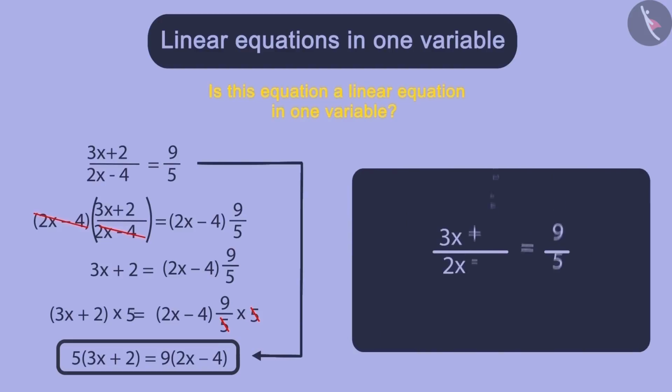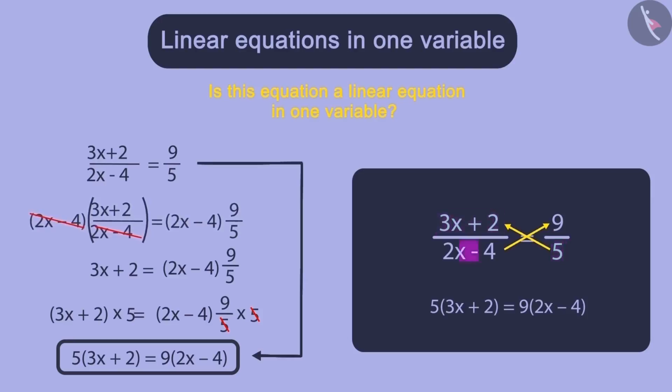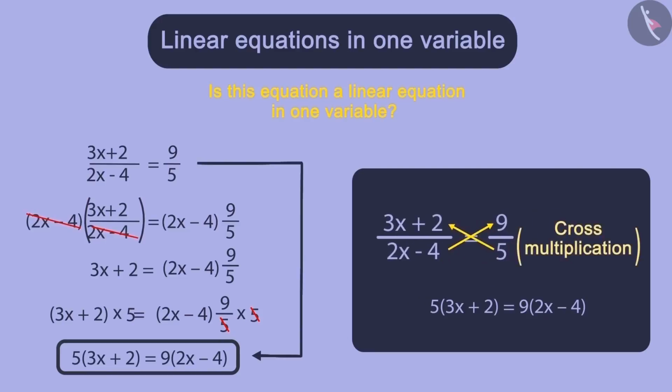Let us move the expressions which are present in the denominators of both sides to the opposite side. When we do that, they are multiplied with the expressions already present in the numerators. So, 5 is moved from the denominator of the right-hand side to the numerator of the left-hand side, and 2x minus 4 is moved from the denominator of the left-hand side to the numerator on the right-hand side. We can see that we have got the same equation in just one step. We have seen here that the expressions of denominators are multiplied when they are moved to the other side. This method is called cross multiplication.